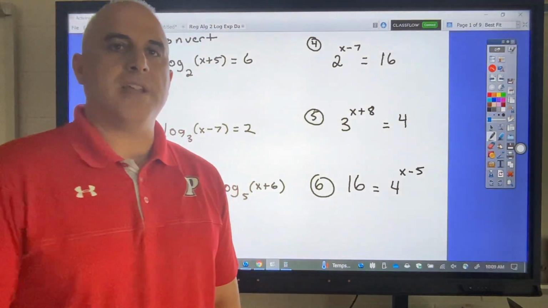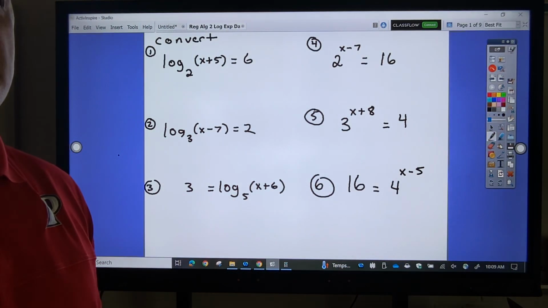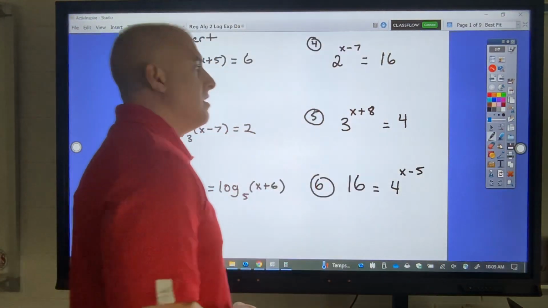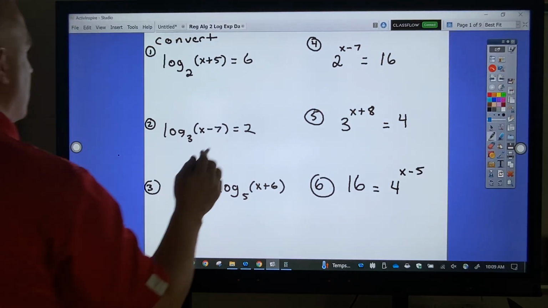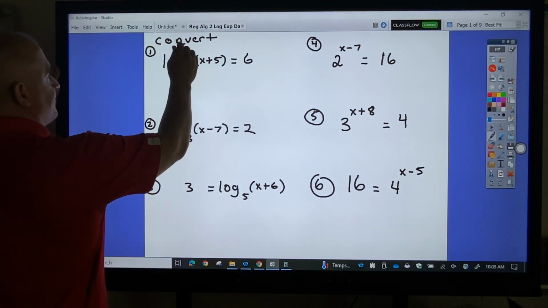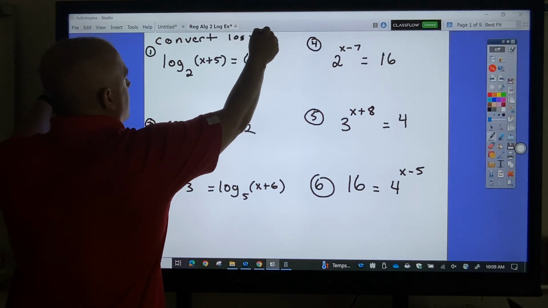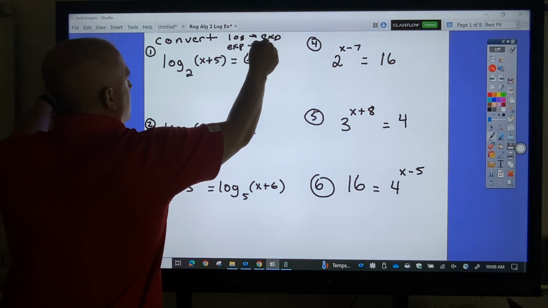Okay, this is going to be a lesson for Algebra 2. This is the third lesson in the Exponentials and Logs unit. We're going to talk about converting, evaluating, and then finding x-intercepts and y-intercepts. So here's how the converting works. What you want to do is a log is going to turn into an exponential, and an exponential is going to turn into a log.